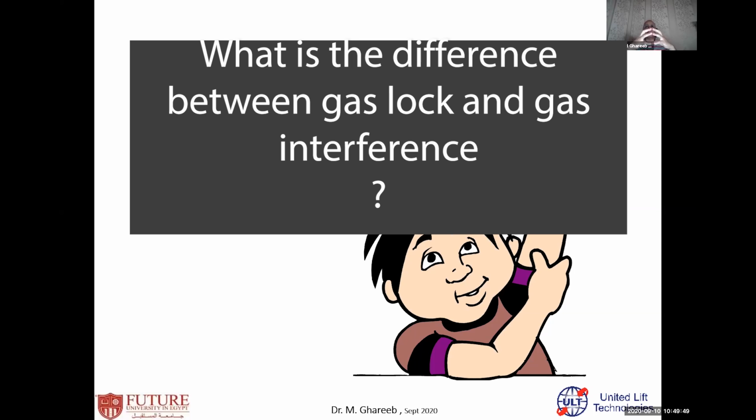For gas interference, there is enough fluid with the gas inside the pump to allow the gas to be compressed. But for gas lock, it is completely gas with a very small amount of fluid inside the barrel. Gas interference is the first stage before gas lock. You can have gas interference, and if it gets worse and worse, the gas volume increases, then you can have gas lock later on.